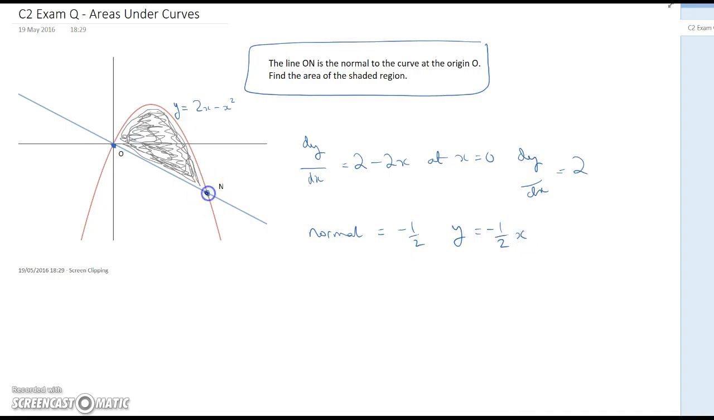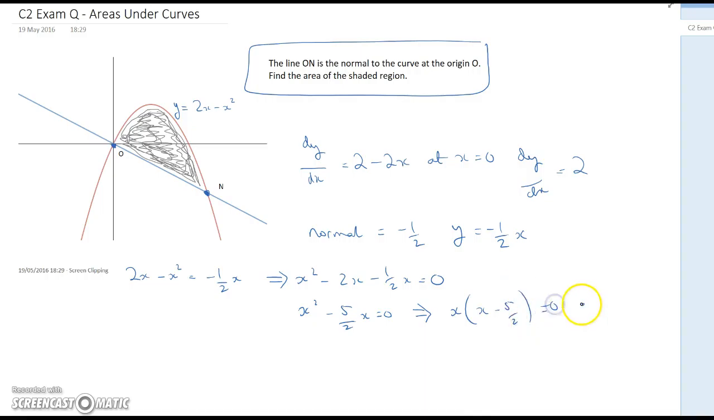So let's find this point of intersection here. We set the curve equal to the equation of the normal and play around with that a little bit. So let's throw it all to the other side. So therefore x is equal to 2.5, or 5 over 2. So that's that little point there.